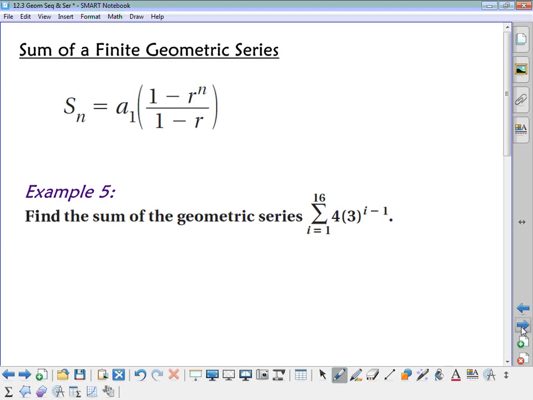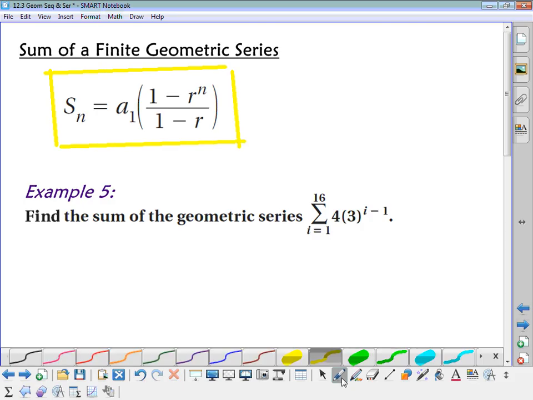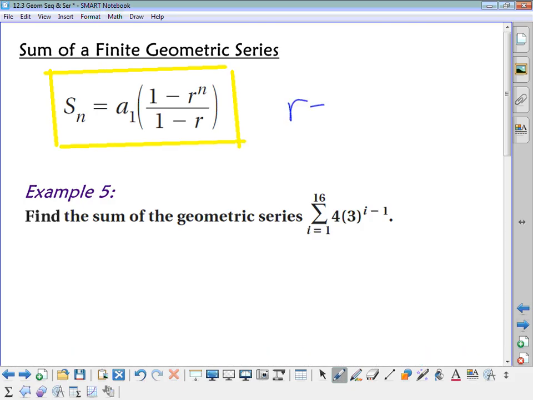All right, so last thing we'll talk about today is the sum of a finite geometric series. And again, this is just a formula that you memorize and you plug it in. R can't equal 1, because if it did, I'd have a 0 on the bottom. Besides, if the ratio was 1, we would just have the same number over and over and over again. So that wouldn't be much of a sequence.